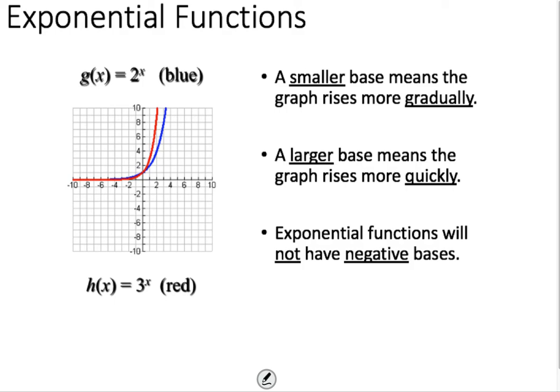So some other things here, a smaller base means that the graph rises more gradually. So the smaller base there is 2. So you can see that the blue graph is farther out. The red graph, because it's the 3 there, it's a larger base, so it's going to rise more quickly. So it's steeper or closer to the y-axis there. So the red line there on the right-hand side, you can see that it's closer to the y-axis. Exponential functions will not have negative bases.